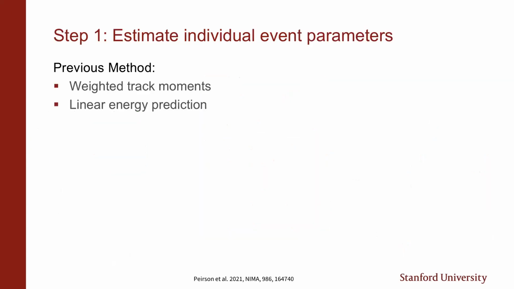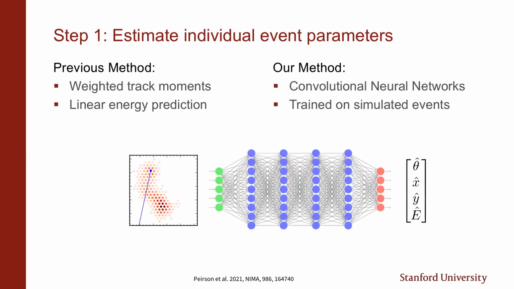So the first step, estimating individual event parameters. Previous methods and the standard methods use weighted track moments to estimate the photoelectron angle and also the absorption point. And they use a linear function of total charge deposited to get the energy. So pretty simple, but it works quite well. Our method, we use convolutional neural networks trained on simulated events. And convolutional neural networks are state of the art in image analysis. So this seemed like the perfect problem to apply them.